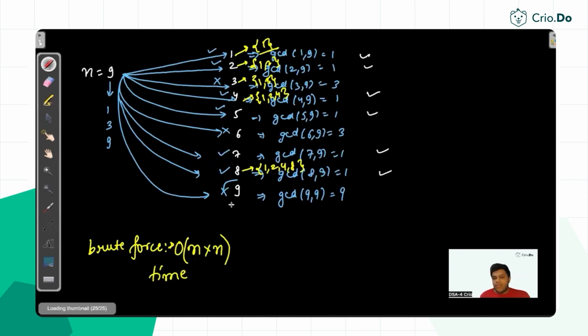We will be thinking in terms of GCD only, but without actually finding all the factors of a number. So instead of listing down all the factors of 9, which is 1, 3, 9, similarly listing all the factors of 8, 7, 6, we will find the GCD on the go. That is, find GCD of 1, 9, is it 1 or not? Find GCD of 2, 9, is it 1 or not? Find GCD of 3, 9, is it 1 or not?